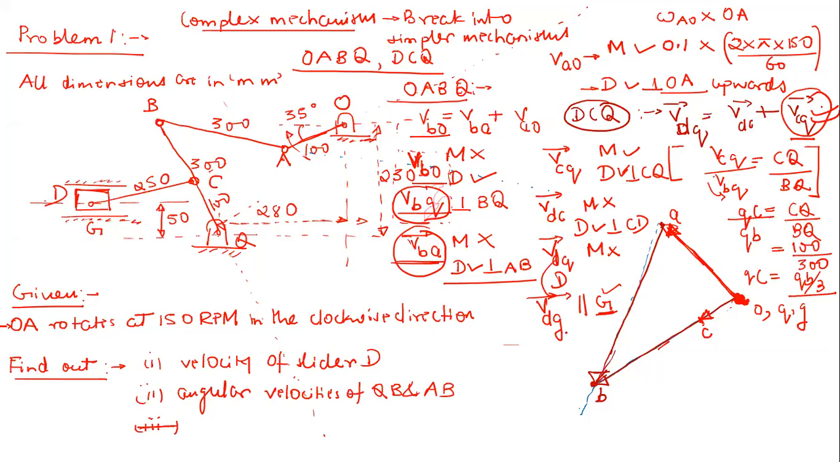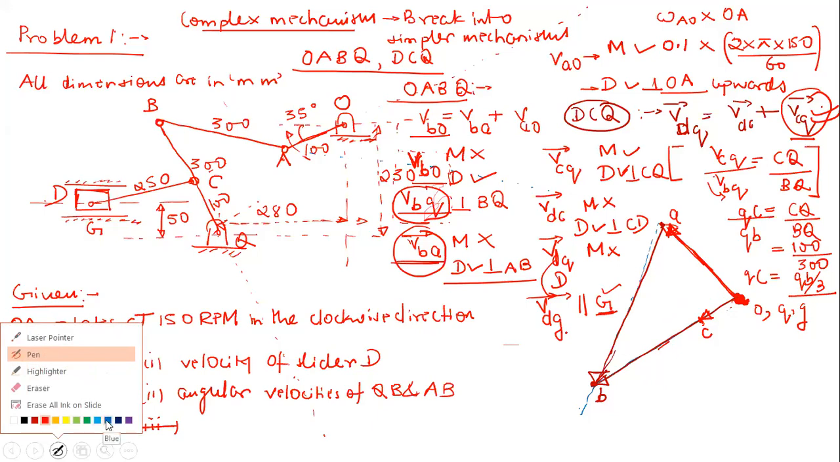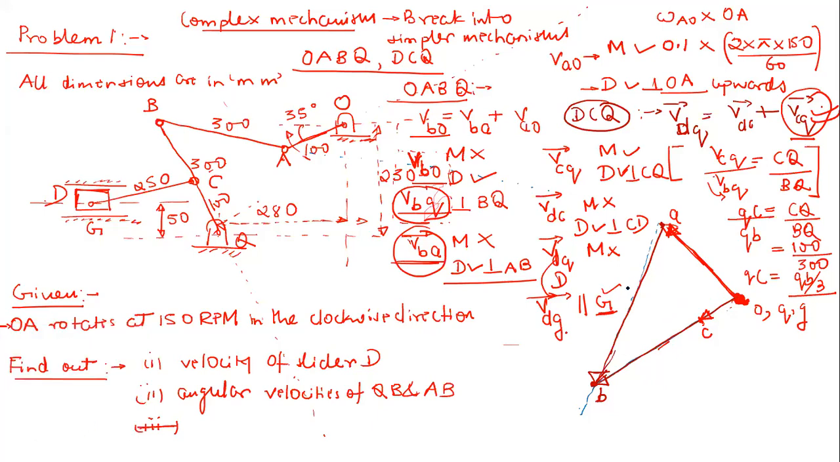The point D will be the... With respect to G, the D is sliding. So we can mark a straight line from G, and with respect to C, it is rolling. So now see, this is very obvious. With respect to G, this VDG vector is parallel to G. So let's first draw a straight line through this point G, correct?